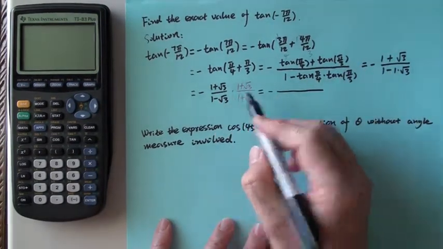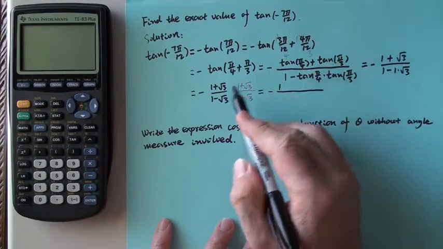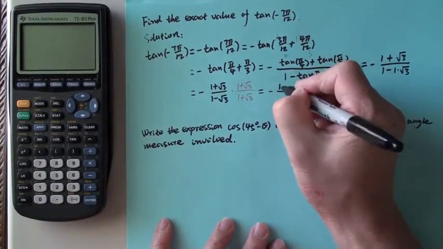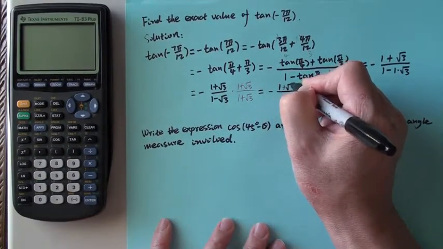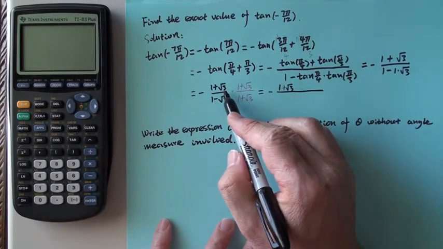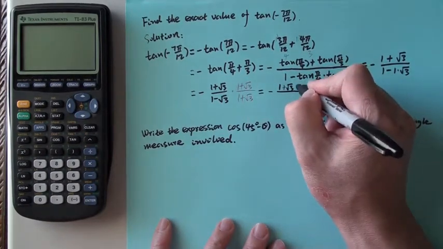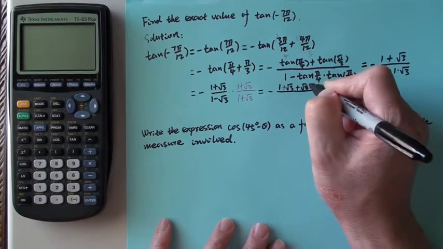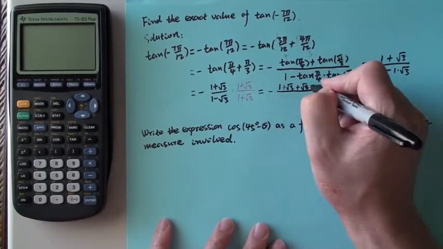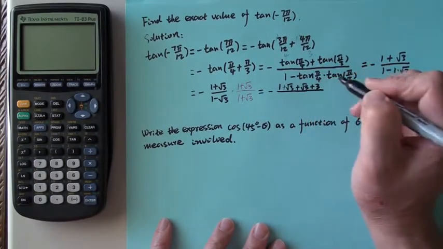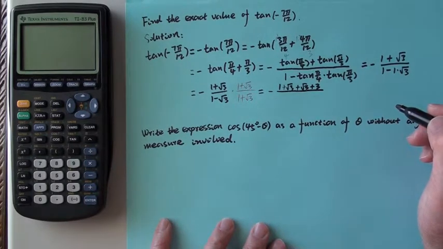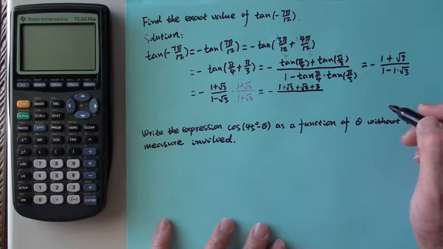Now upstairs, 1 times 1 is 1. 1 times radical 3, radical 3. Radical 3 times 1, inner product. Radical 3 times radical 3, which is 3. Alright.